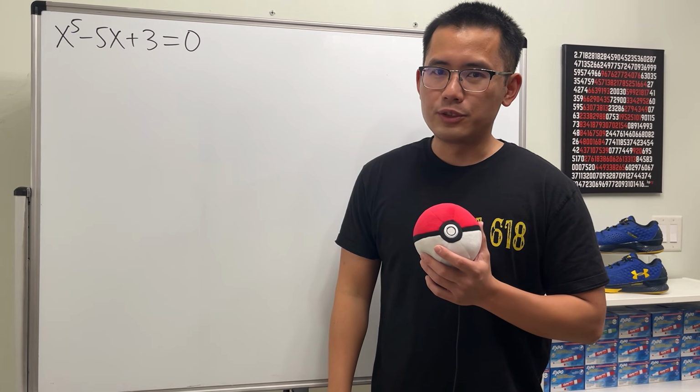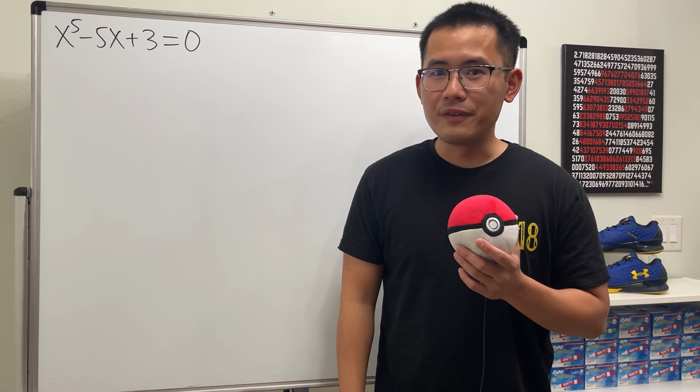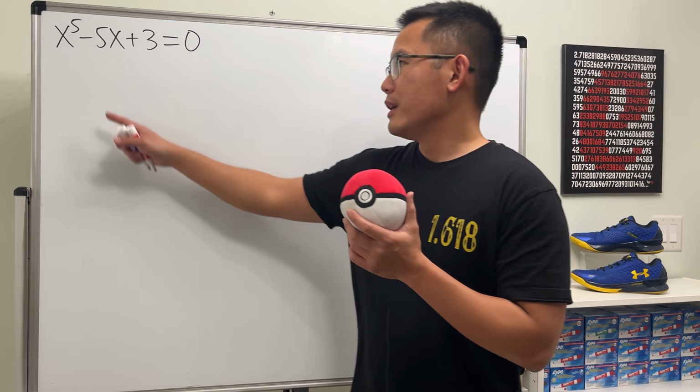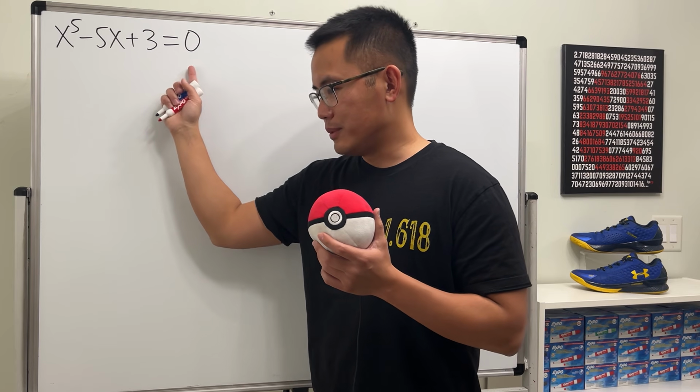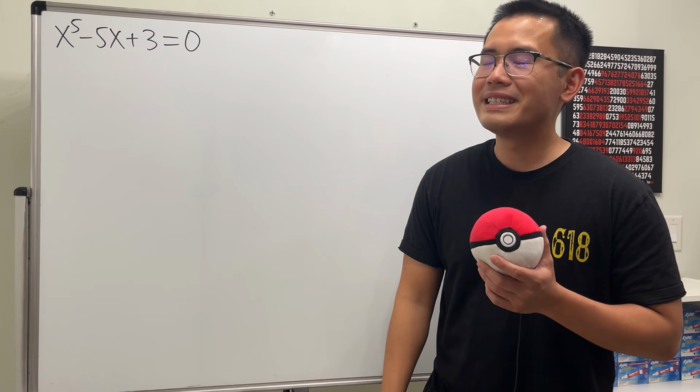I'm not sure if you like extreme sports, but I love doing extreme math questions. So today we are going to solve an extreme quintic equation, and that's the one that we talked about last time: x to the fifth power minus 5x plus 3 is equal to 0. And of course, the best bet for us is to try to factor it, right?